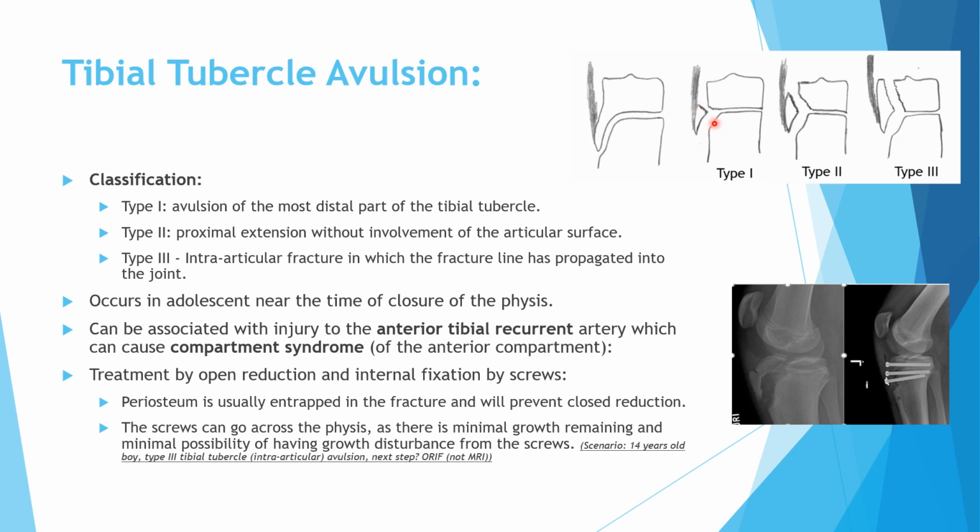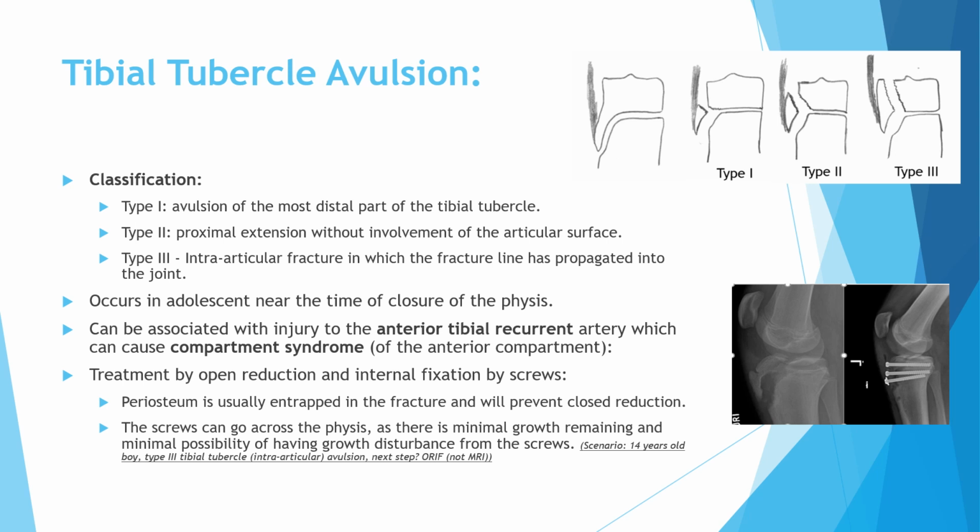Type 1 is the avulsion of this part only without going proximal. Type 2 has proximal extension but does not go intra-articular. Type 3 will go intra-articular. Sometimes type 3 may get meniscal injury. Again, this injury usually happens close to the time of closure. Usually the mechanism is jumping, like during playing basketball, for example.